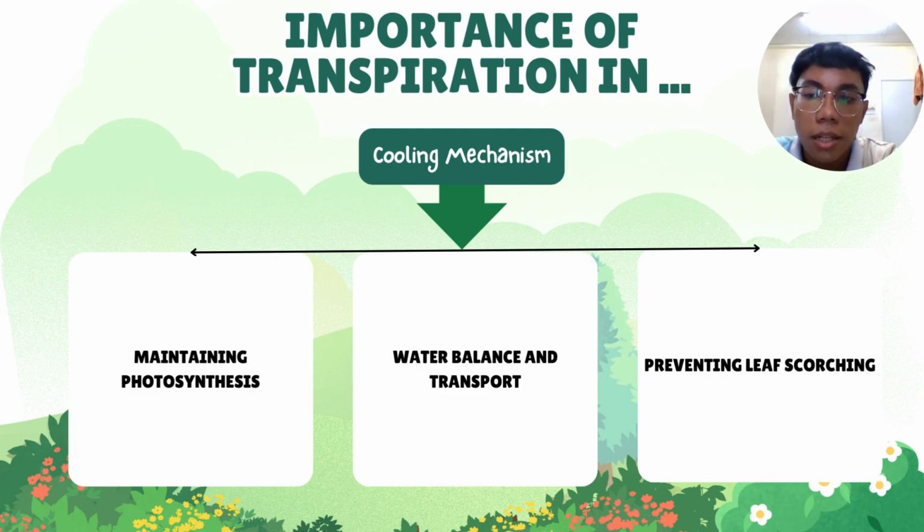For the water balance and transport, transpiration is a key cooling process, facilitating water movement from roots to leaves, ensuring the distribution of nutrients and maintaining turgor pressure. For preventing leaf scorching, excessive heat can cause leaf scorching or drying out, leading to reduced surface area for photosynthesis. Cooling helps maintain leaf integrity and function.